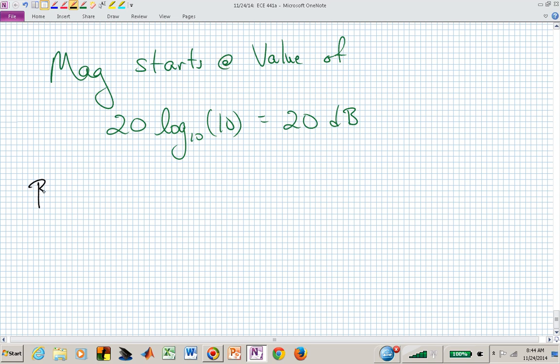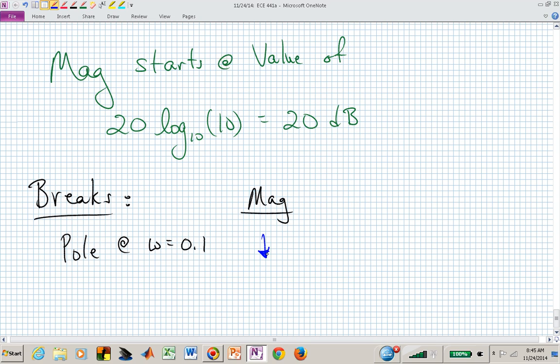Then we can start thinking about breaks in our magnitude plot, and I like to go from low frequencies and transition. The lowest frequency that we had was a pole, and that was at 0.1. What's going to happen to the magnitude at 0.1? We're flat until that point. Then what happens? Up or down in terms of break? Down, because it's downstairs and it's a pole.